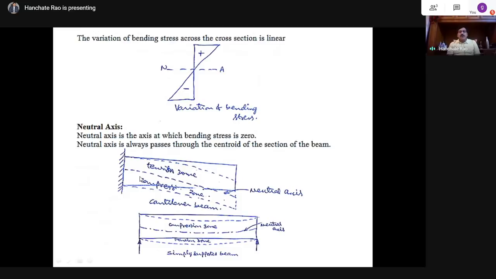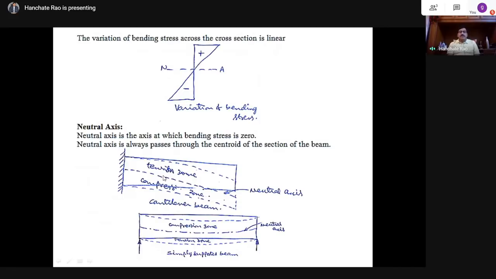So because of this hogging in the cantilever beam, tensile strains will be there in the upper part and compressive strains will be there in the lower part. So as we go from bottom to top, again there is one layer, one fiber where there is neither compression nor tension. Such an axis is called the neutral axis.